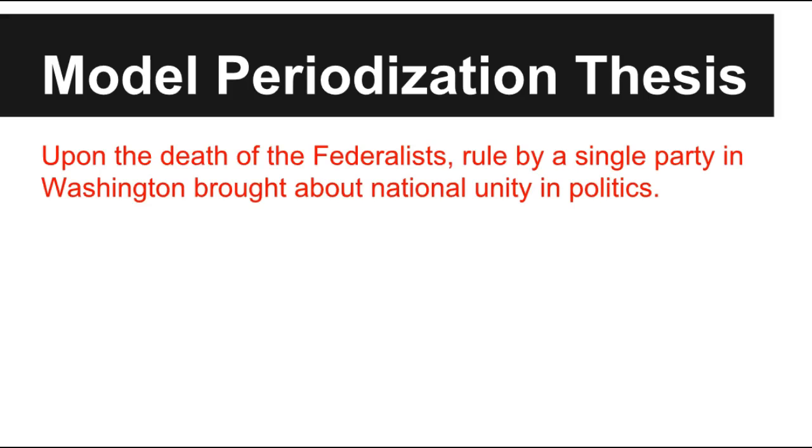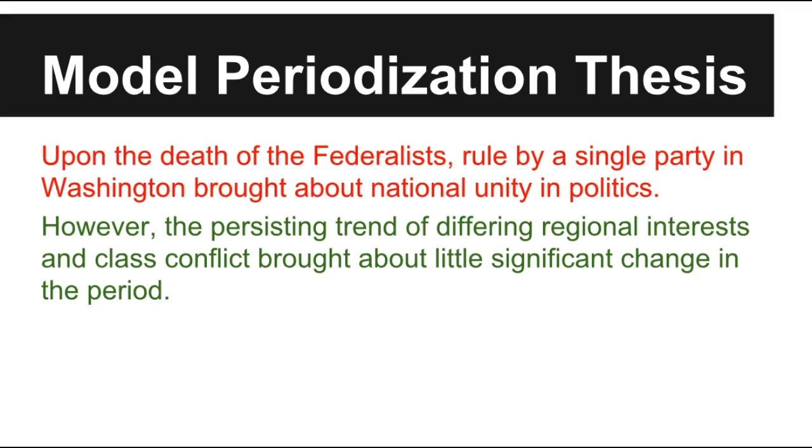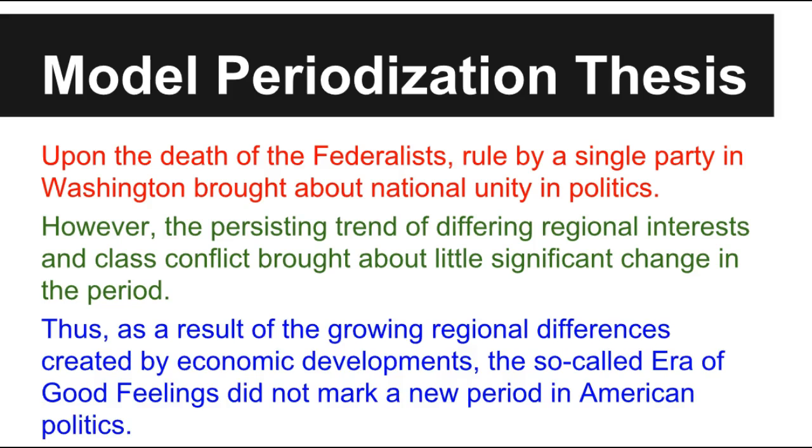The first sentence is used to demonstrate a new development, national unity, that lends itself to a possible turning point. Because we have fewer examples of this development, the case for a turning point becomes our counterargument. The second sentence establishes two persisting trends that demonstrate a lack of a turning point: differing regional interests and class conflict. The third sentence makes the case for the overall assessment that there is no new period in American politics. Economic developments caused regional differences to continue, thus we have no turning point.